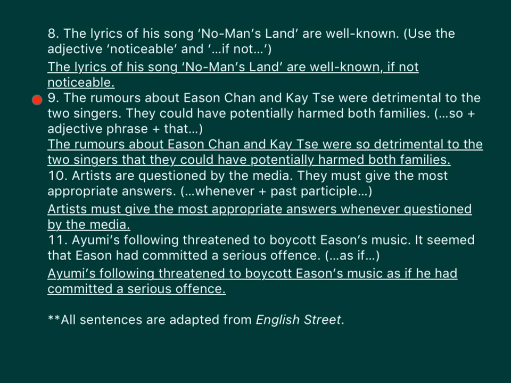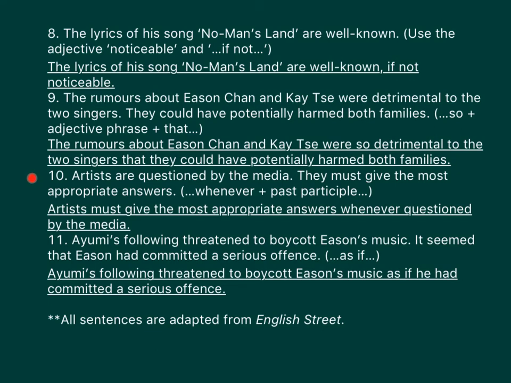Number 9. The rumors about Eason Chan and KC are detrimental to the two singers. They could have potentially harmed both families. The rumors about Eason Chan and KC were so detrimental to the two singers that they could have potentially harmed both families.